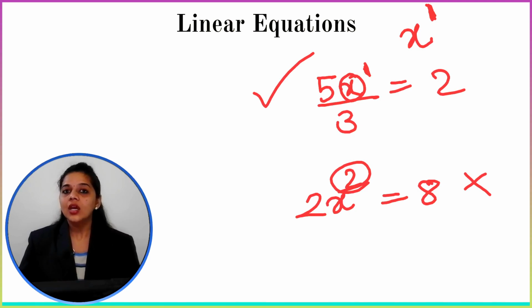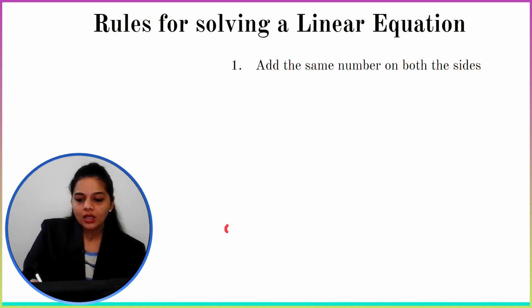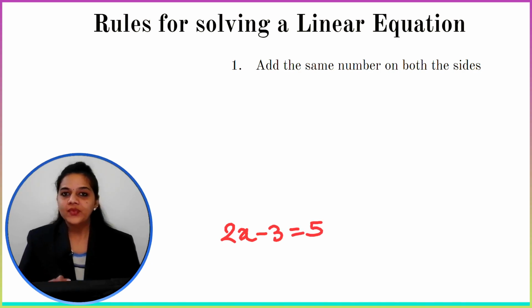Now let's see rules for solving a linear equation. First rule, if you add the same number on both the sides of the equation, left hand side and right hand side, the equality of the equation will not change. I'll give you one example. 2x minus 3 is equal to 5. If I add plus 3 on both the sides, left hand side and right hand side, the equality will not change. This is the rule for solving a linear equation.